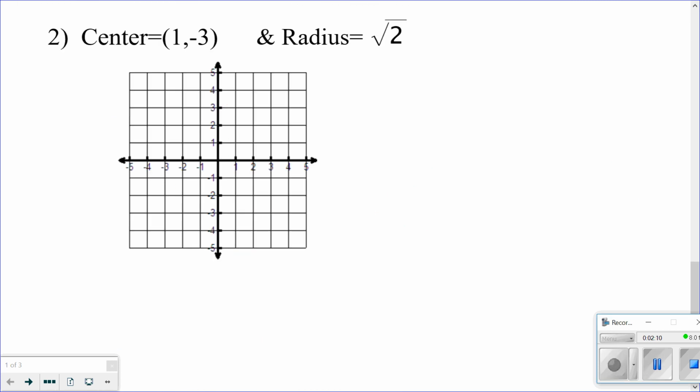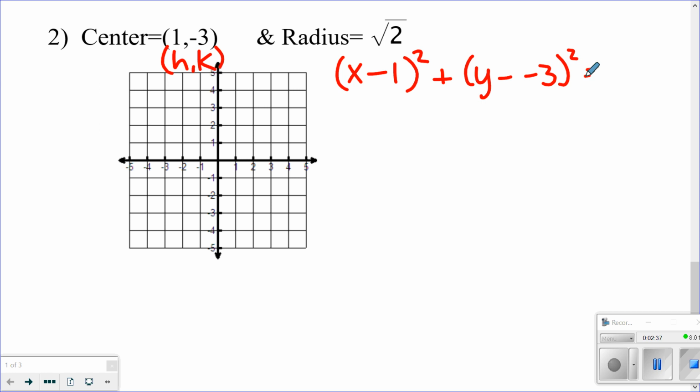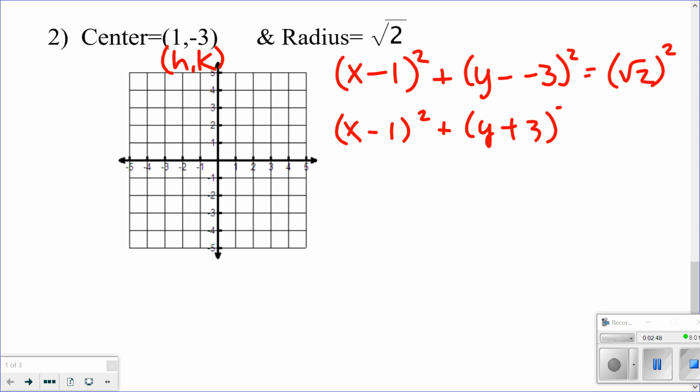Okay, here's our second problem. They give me the center, which of course we now know is h and k. And the radius is the square root of 2. So if we were to come up with the equation first on this one, it's x minus h. So we have x minus 1 quantity squared plus y minus k, y minus a negative 3 quantity squared equals r squared, square root of 2 squared. And then just clean this up as much as we can. X minus 1 quantity squared plus y plus 3 quantity squared equals 2. There's the equation for our circle.